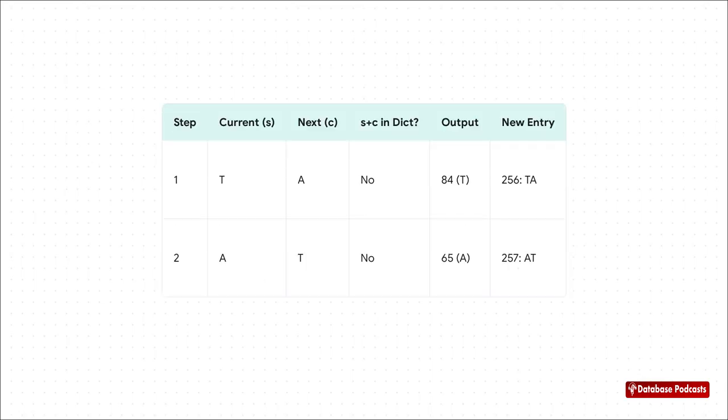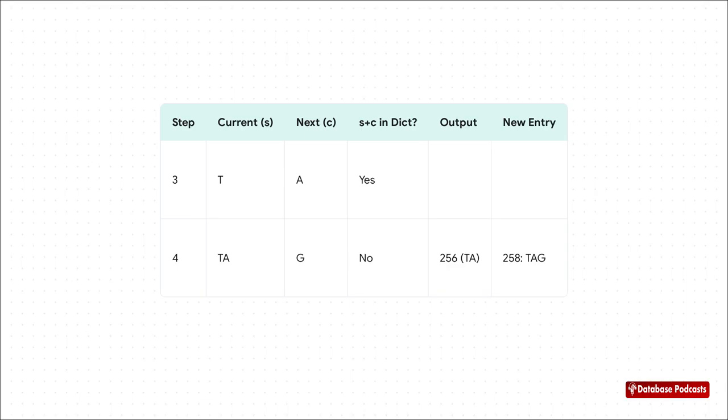Now, here's the key detail. The process restarts with A. That's the character that broke the last sequence. It then reads the next character, T. AT isn't in the dictionary yet, so it does the same thing. Outputs the code for A, which is 65, and adds AT as the next entry, 257. Okay, now watch this, because this is where it gets interesting. The compressor reads T, then A, but this time, TA is in our dictionary. We just added it, it's at index 256.